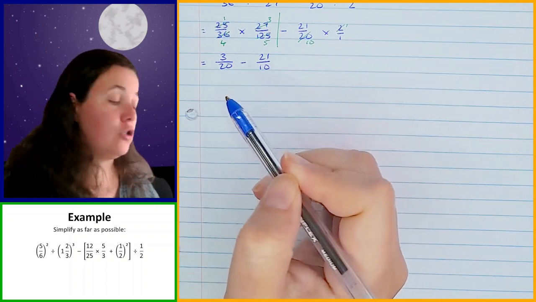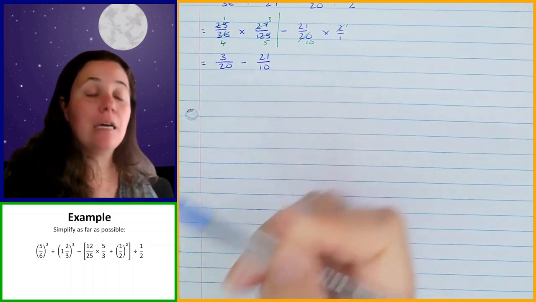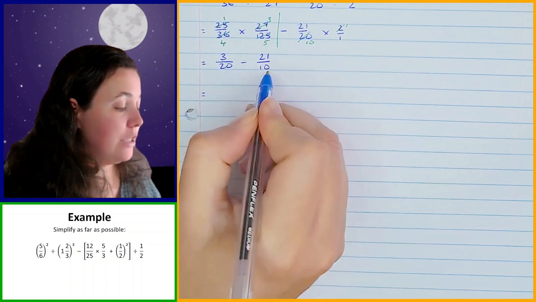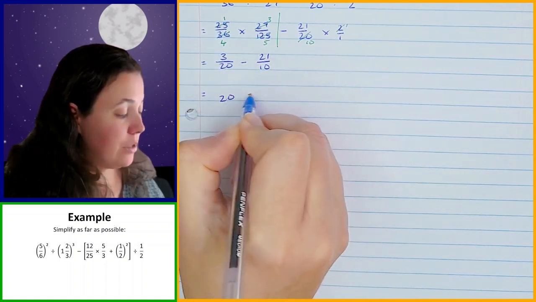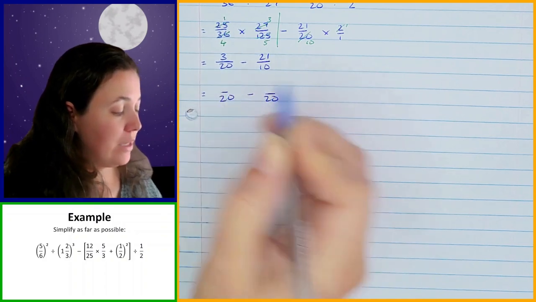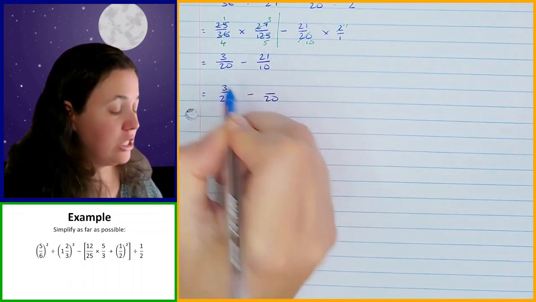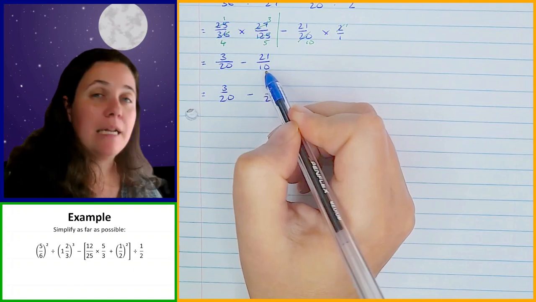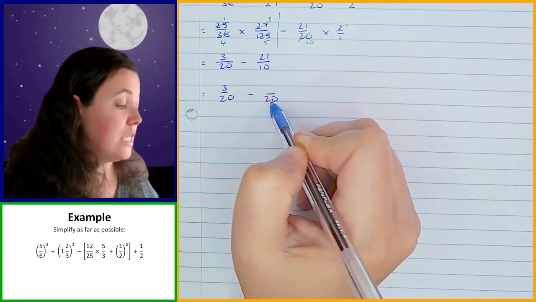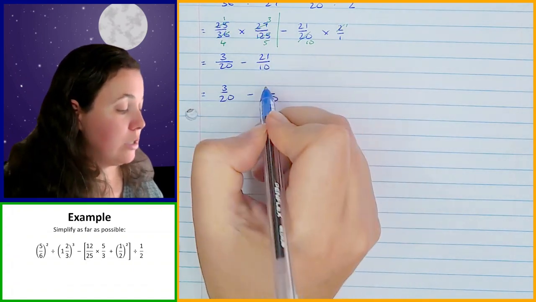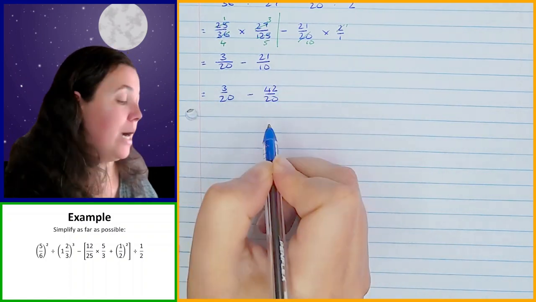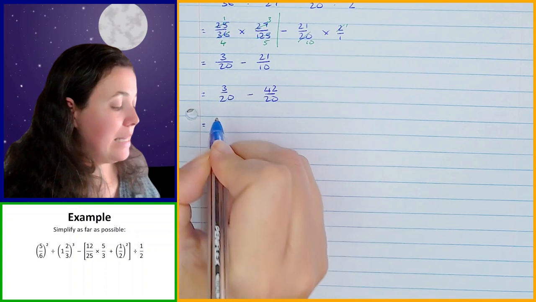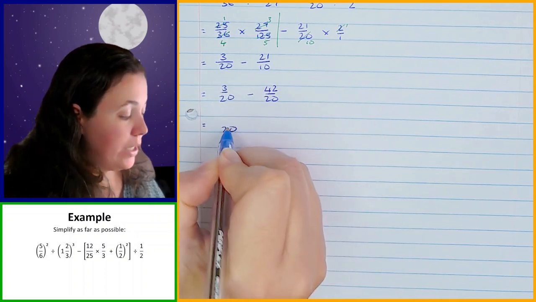Now that I'm going to go and do the subtraction, I need to find an LCD again. The LCD for these two fractions is 20. So I need to change both of these to something over 20. So I've got over here, 3 over 20 doesn't change because it's already over 20. But this one, I need to multiply the 10 by 2 to get 20. So I'm going to multiply the numerator by 2 as well, giving me 42 over 20. So now I've got 3 over 20 minus 42 over 20, and that gives me also over 20.